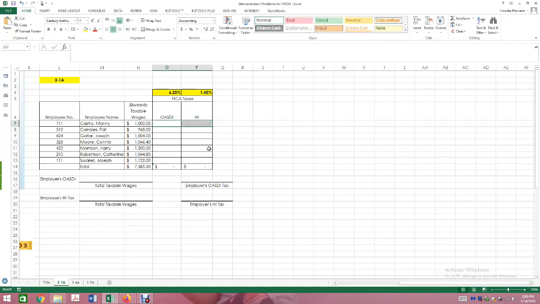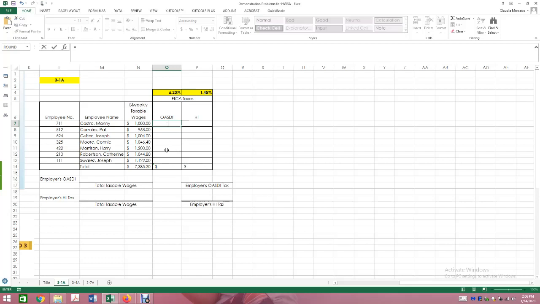Okay, so I'm going to show you how to do that. What I'm going to do is my calculation for OASDI first. This is a little Excel tutorial here. I'm going to put an equal sign so I can start my formula, my calculation. Before I even multiply, I want to make sure that I round correctly.